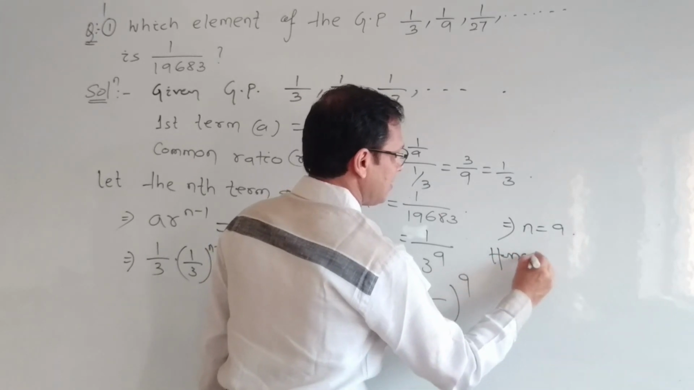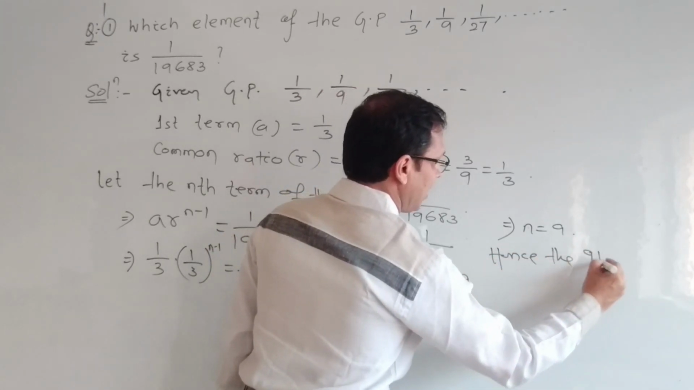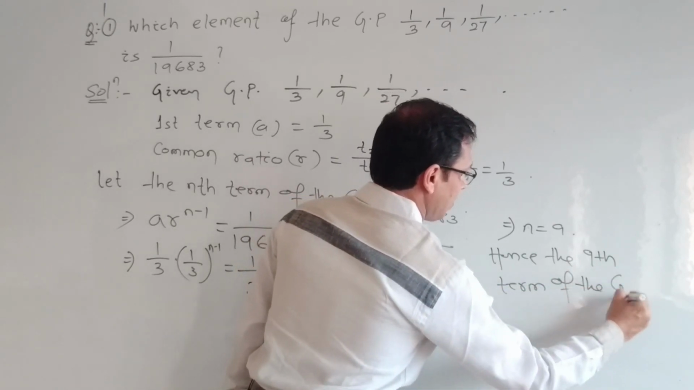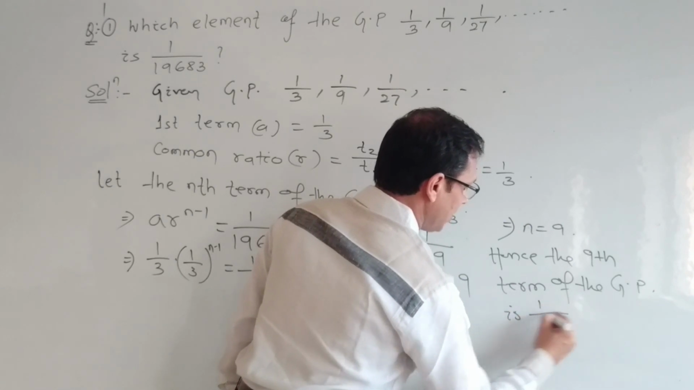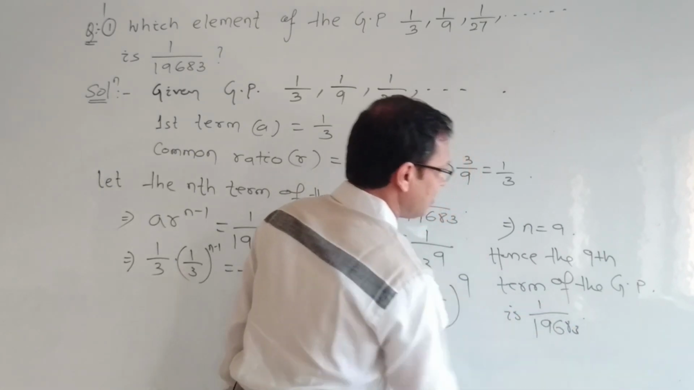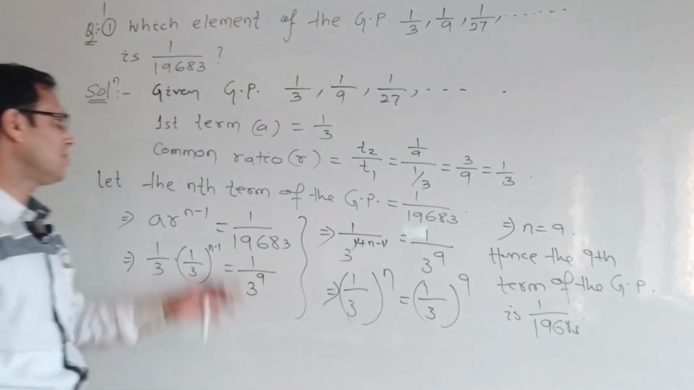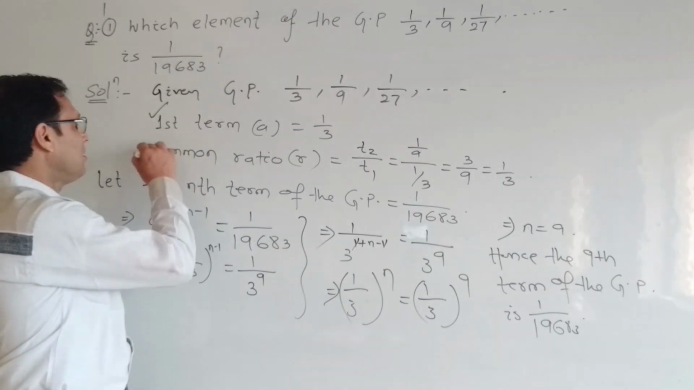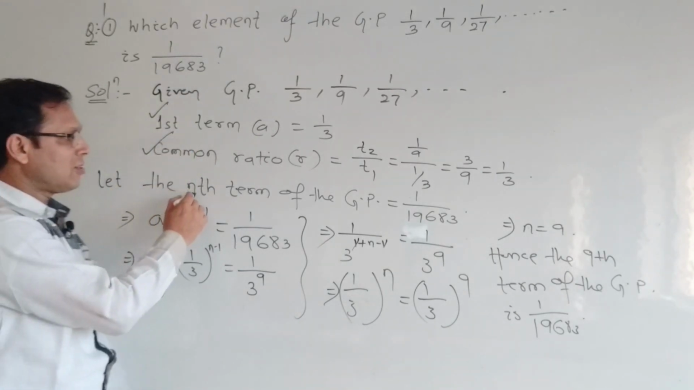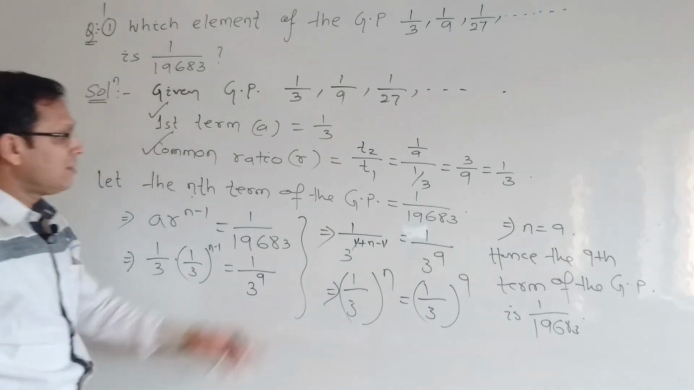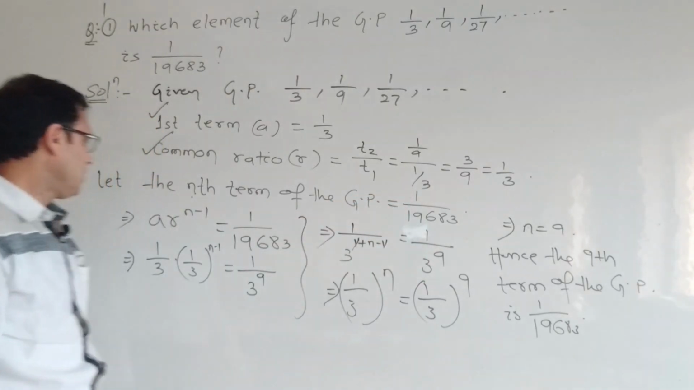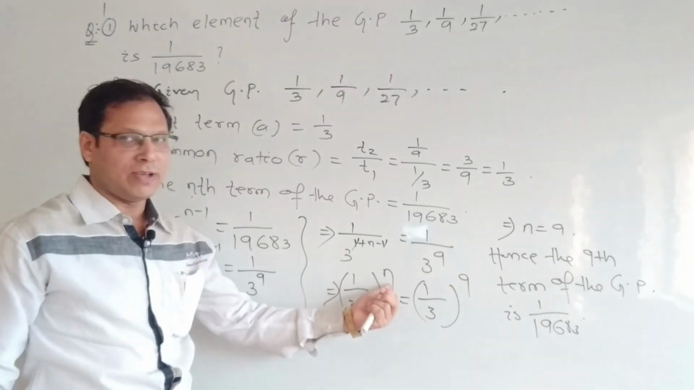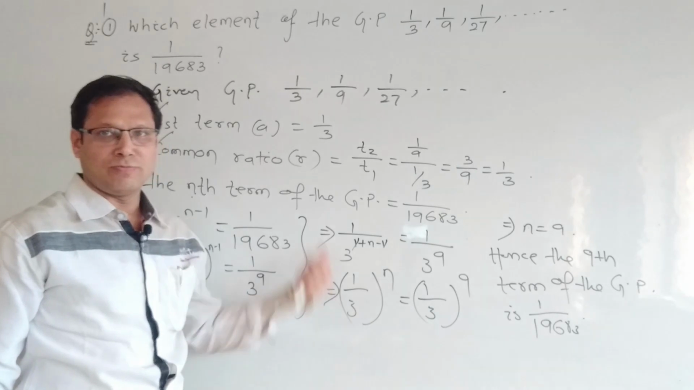Hence, the ninth term of the GP is 1 by 19683. So that is your answer. So first your supposition should be the nth term. First you have to find the first term, then the common ratio, then your supposition. Let the nth term be 1 by 19683. Then using the formula, you can evaluate the value of n. That is your answer. So make it a note.